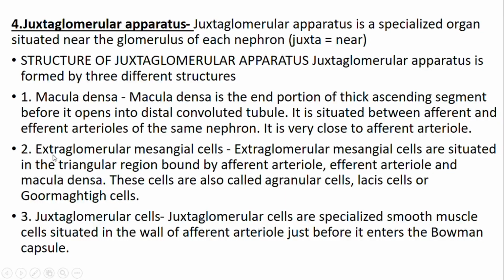Second is extraglomerular mesangial cells. Extraglomerular mesangial cells are situated in the triangular region bound by the afferent arteriole and macula densa.